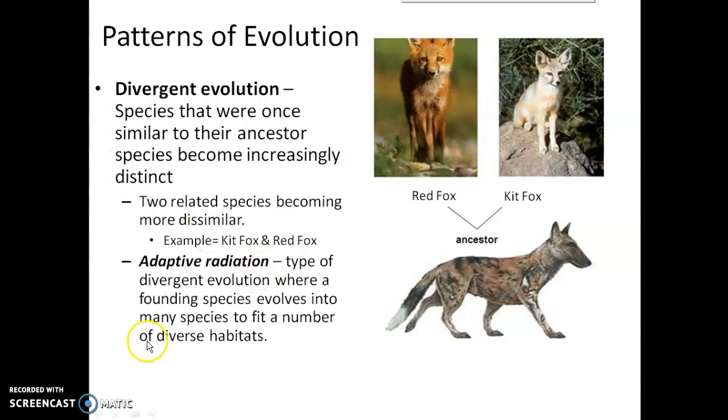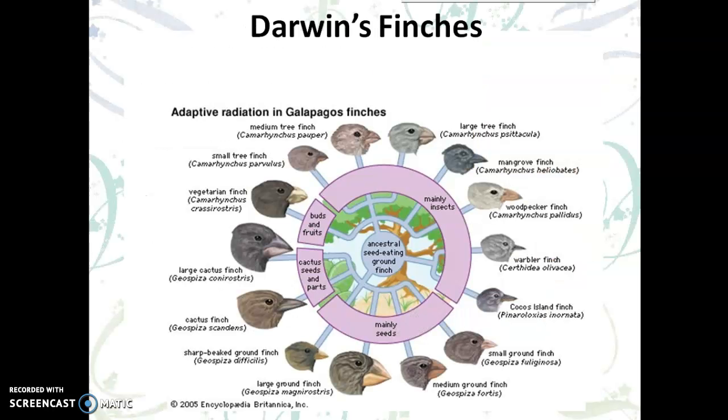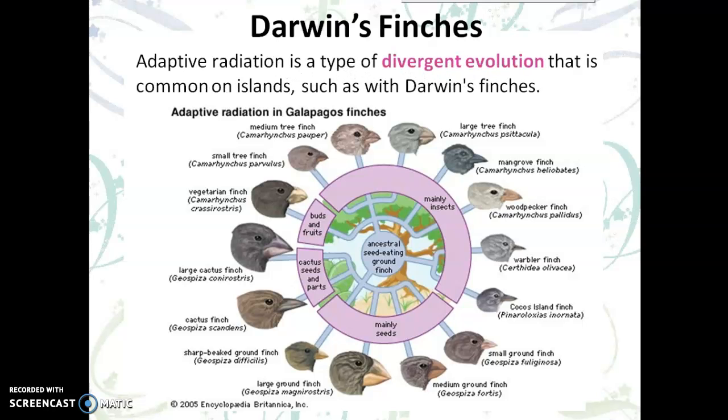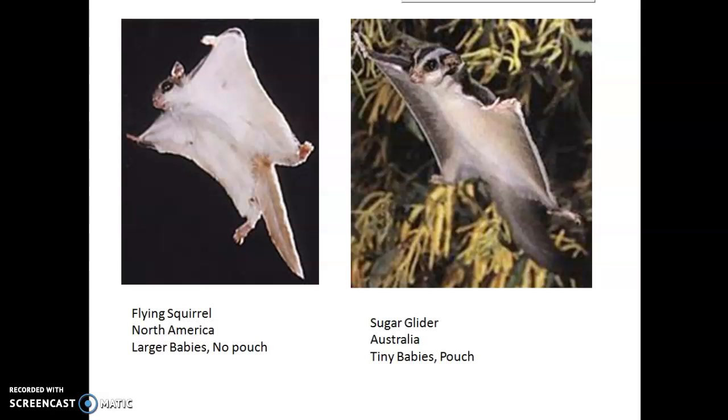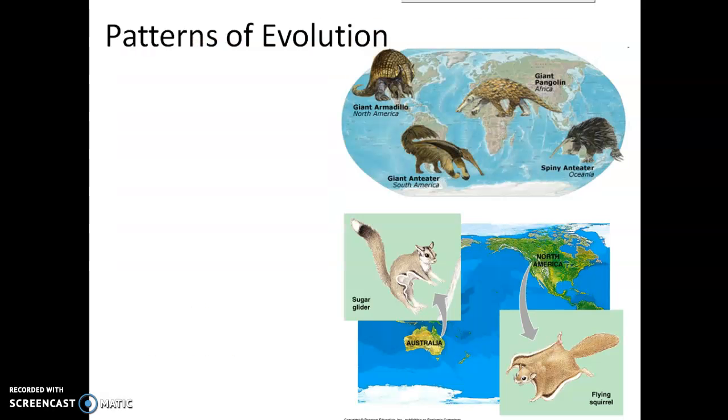Alright. Adaptive radiation. This is a type of divergent evolution where a founding species evolved into many species to fit a number of diverse habitats. So examples would include Darwin's finches, all came from one common species and adapted their beak shape and beak size depending on what they were eating. Another example would have been the tortoises. That's an example of adaptive radiation. And then this is actually an example on the next slide.